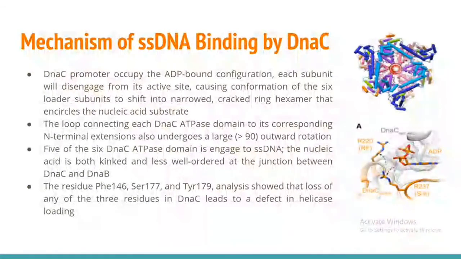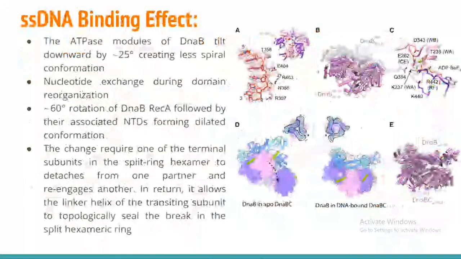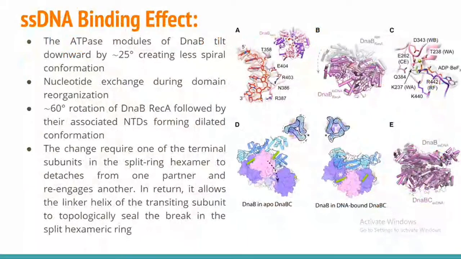This mechanism involves the residues phenylalanine 146, serine 177, and tyrosine 179. Analysis showed that the loss of any of these three residues in DnaC will lead to a defect in helicase loading. So what is the effect of ssDNA binding?